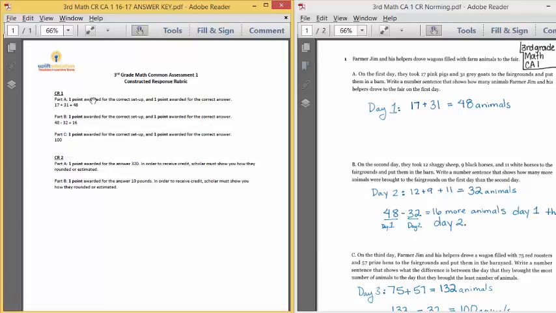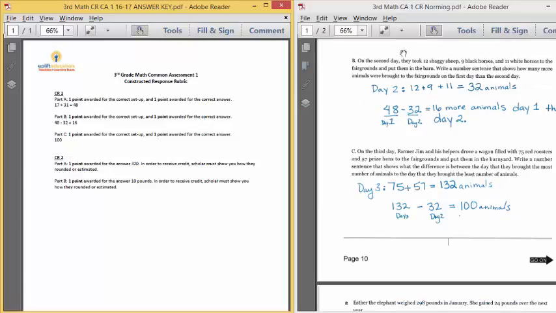For part A, you get to award 1 point for the correct setup. So if they can set up 17 plus 31 or 31 plus 17, you'll award the second point for the correct answer of 48. It is fine if your scholars wrote this horizontally or vertically.